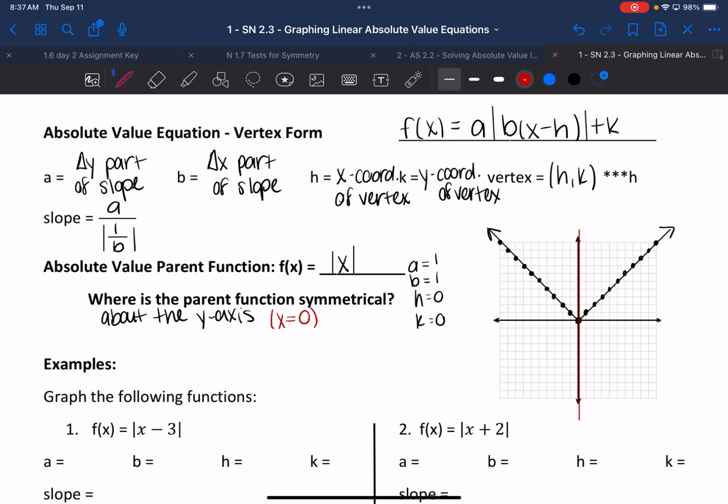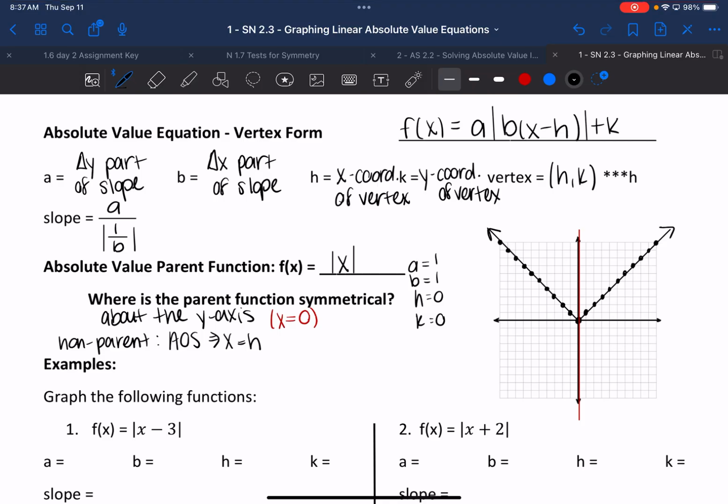Okay, but like we said, this was the parent function, right? So this is the one with no changes made. It hasn't been shifted left, right, up, down, none of that stuff, right? So if we are talking about a non-parent function, then your axis of symmetry, they'll always abbreviate that with AOS, axis of symmetry, is just going to be x equals h, okay?